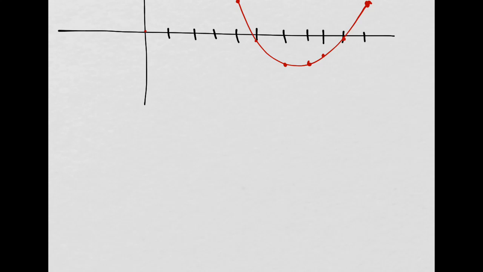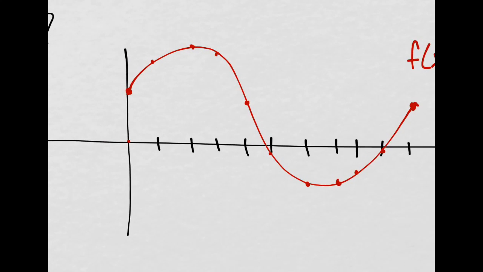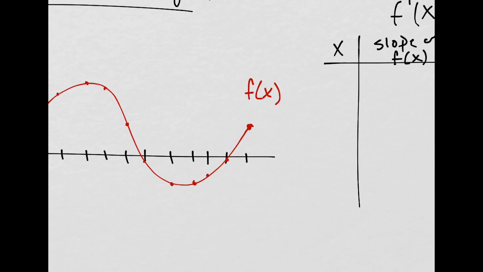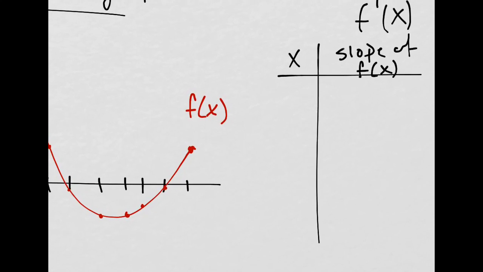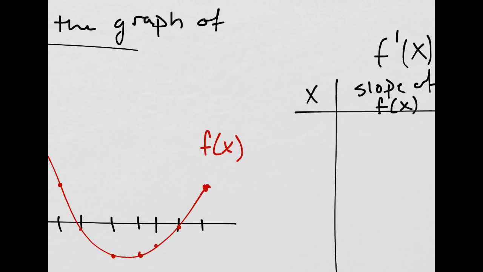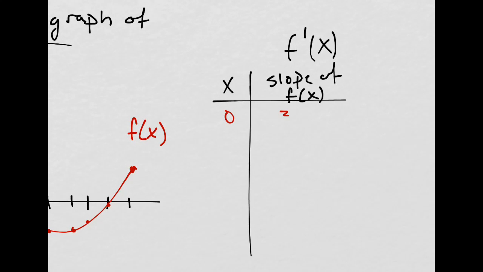And so that's what I'm going to do here. I will look at each point, and I'm just going to draw these tangent lines. The first one, to me, looks like a slope that's bigger than 1. How much bigger than 1? I don't know. I'm just going to say bigger than 1. Let's say 3. So when x is 0, the slope looks like it's 3.